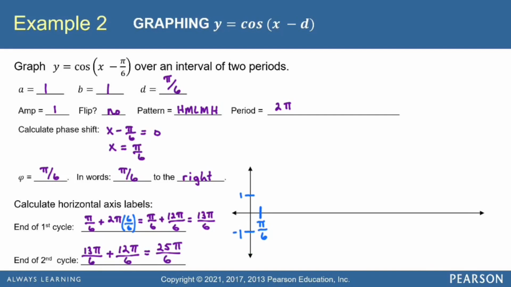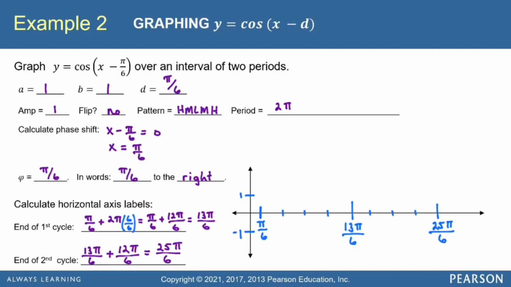And now the next thing is to lay out the 4 tick marks that our first cycle will fit on. So 1, 2, 3, 4. That is going to be the end of the first period. So the label that goes there is 13 pi over 6. And then we'll lay out the 4 tick marks for our second period. And at the end of the second period, the label should be 25 pi over 6.